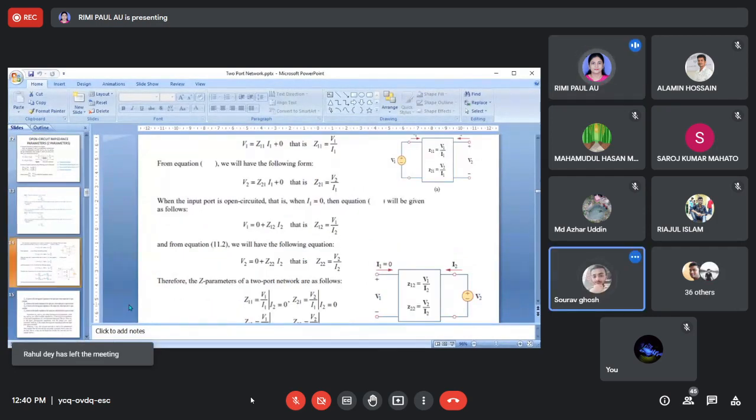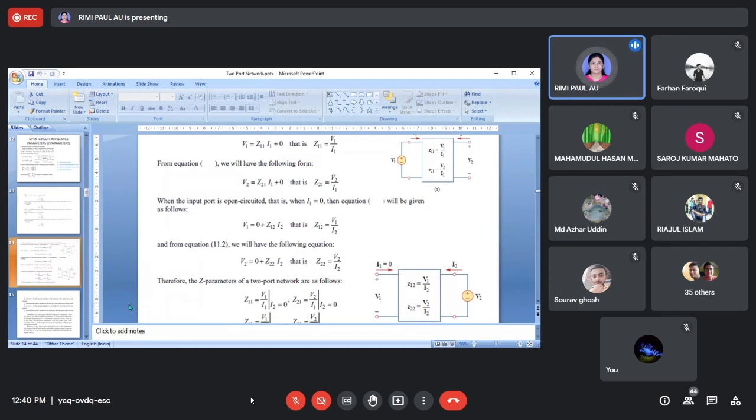Ma'am, in a linear bilateral network, if a voltage source in a branch A produces a current I in any branch B, then if the same voltage source is removed and inserted in branch B, it will produce a current I in branch A. Right. So what is the meaning? We are just changing the excitation from branch A to branch B, and when it is in branch A, the excitation gives a response in branch B.